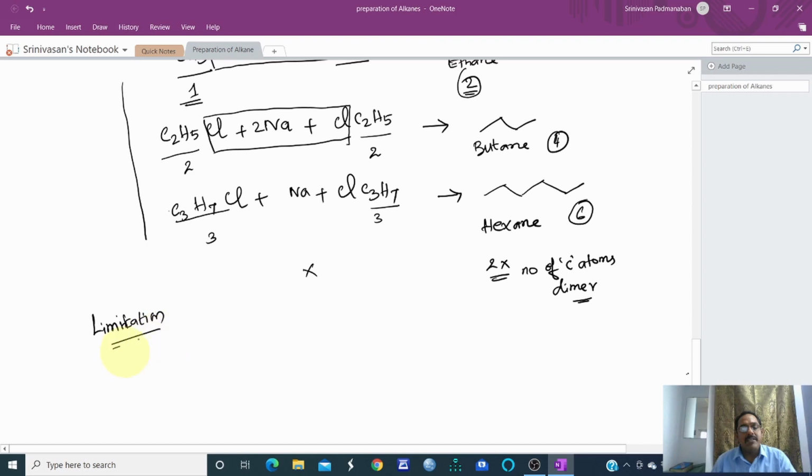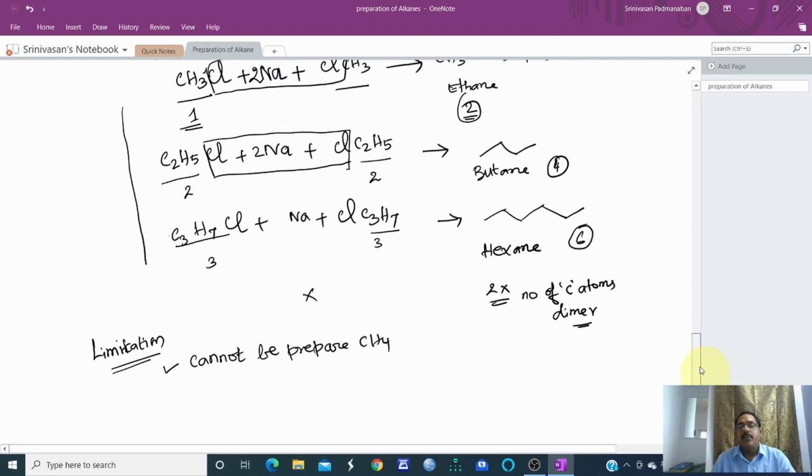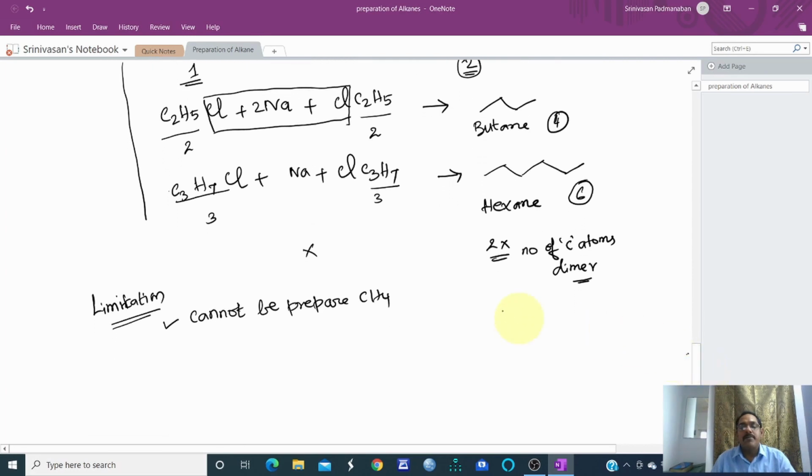So what is the limitation here? The first limitation is we cannot prepare methane. Methane cannot be prepared, because since it is dimerization, at least we need 2 carbon atoms, minimum 2 carbon atoms. So methane cannot be prepared.